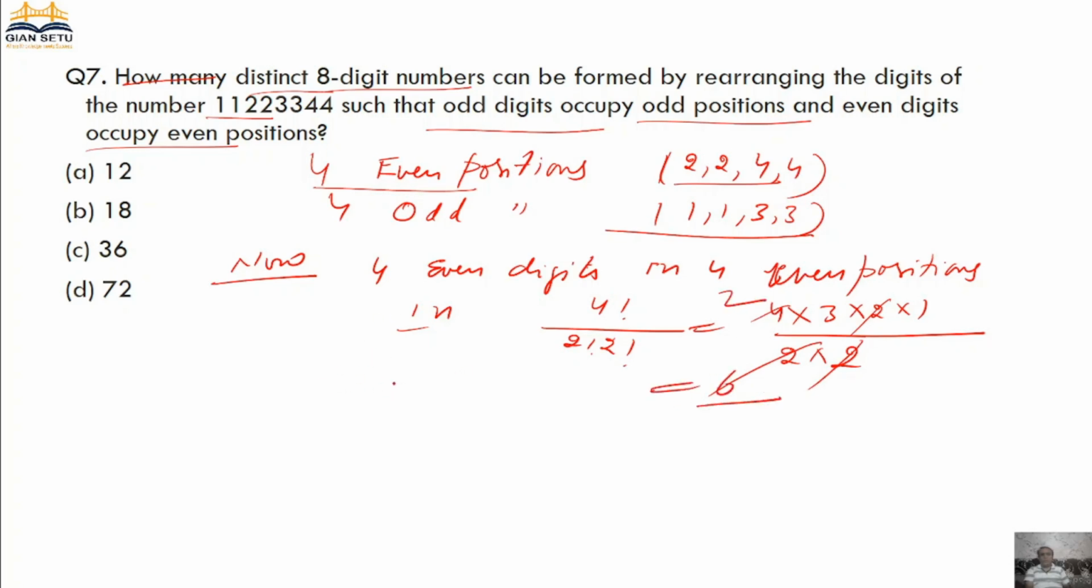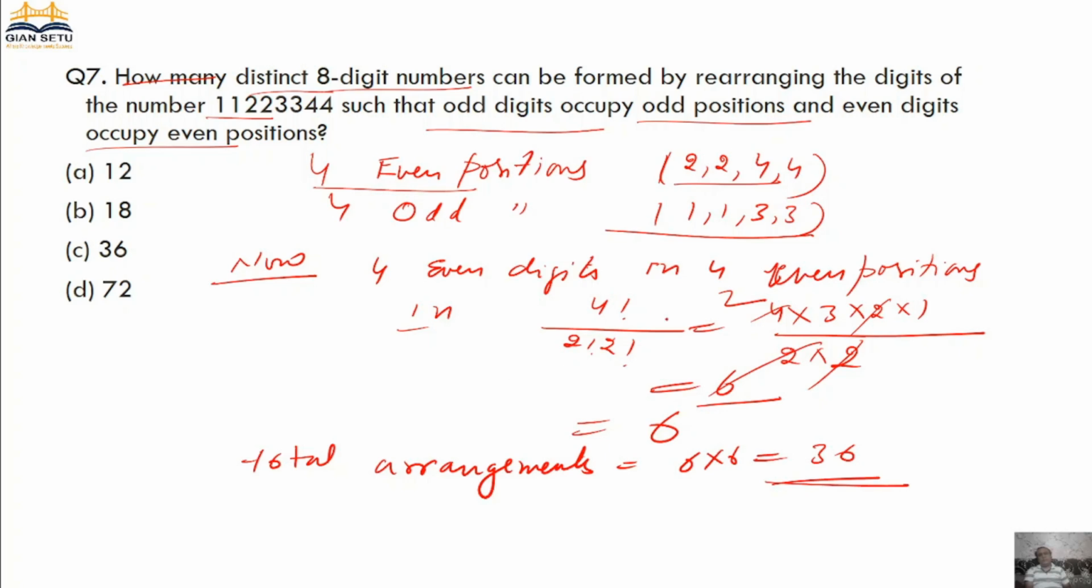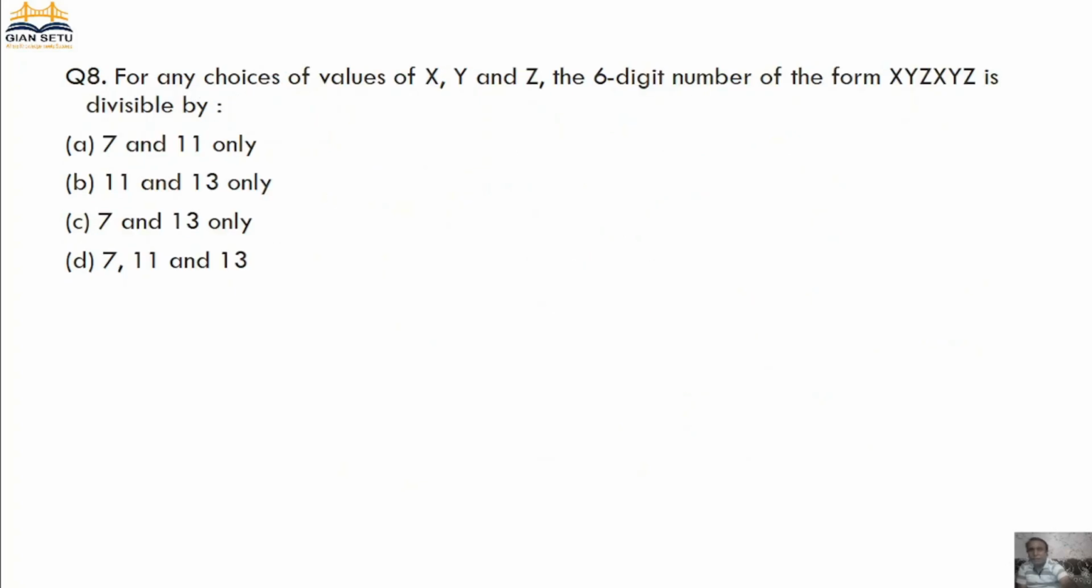Similarly, we can arrange 4 odd digits at 4 odd positions in 6 ways. Total arrangements will be 6 into 6 is equal to 36. So there will be 36 such numbers. So right answer is C here. Let's move to question number 8.